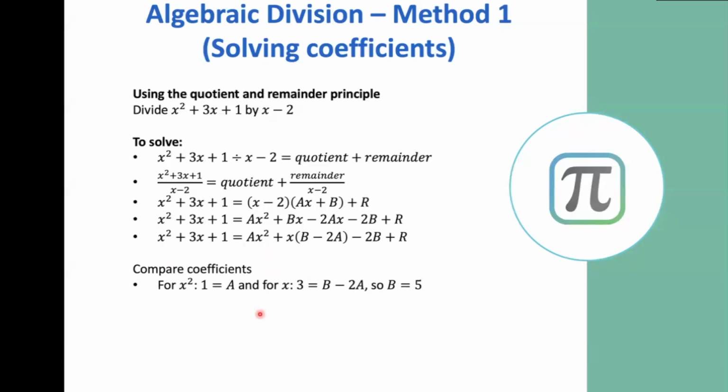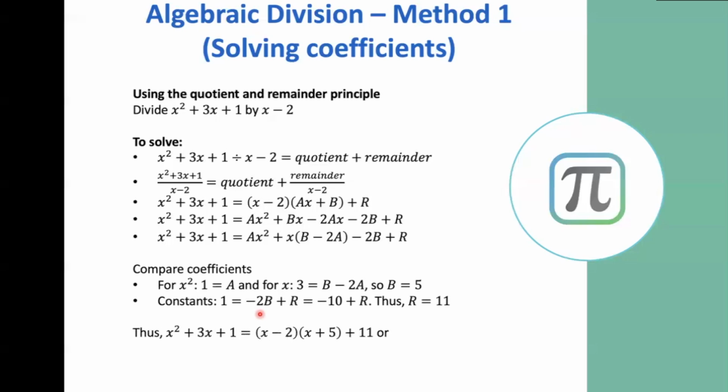Similarly, for x, in the equation on the left, we have 3x, and on the right, we have x b minus 2a. We know, having solved for x squared, that a equals 1, and so b equals 5. Continuing then and comparing the constants, 1 in the equation on the left is equal to minus 2b plus r, which equals negative 10 plus r, and therefore r must be 11.